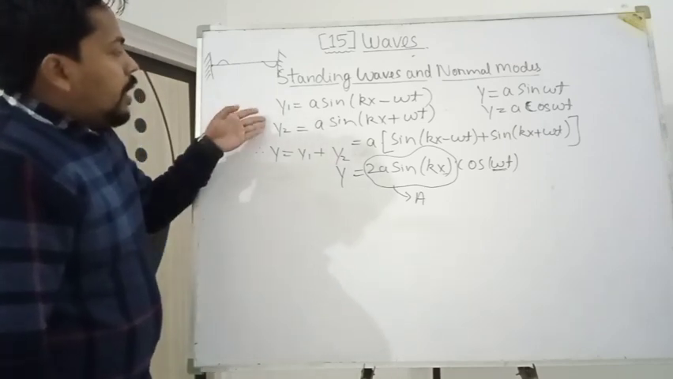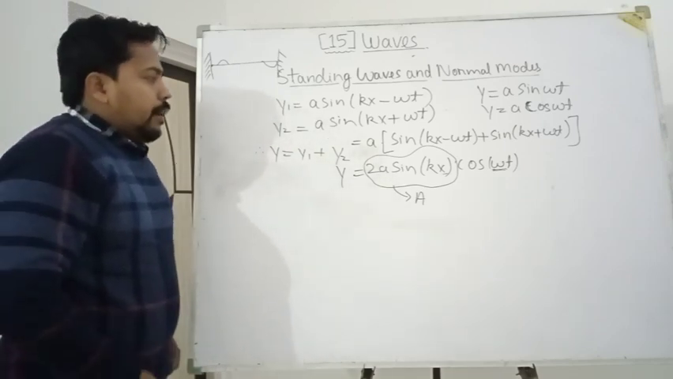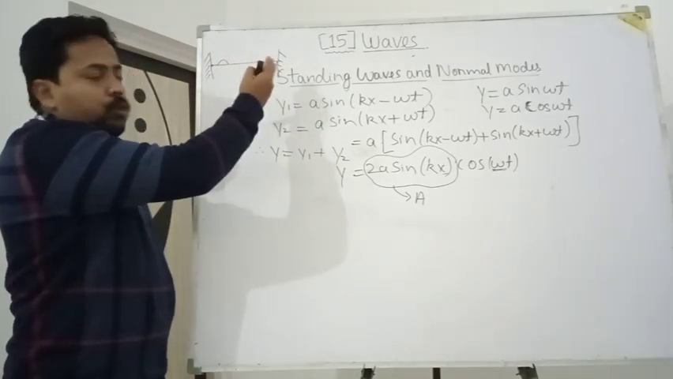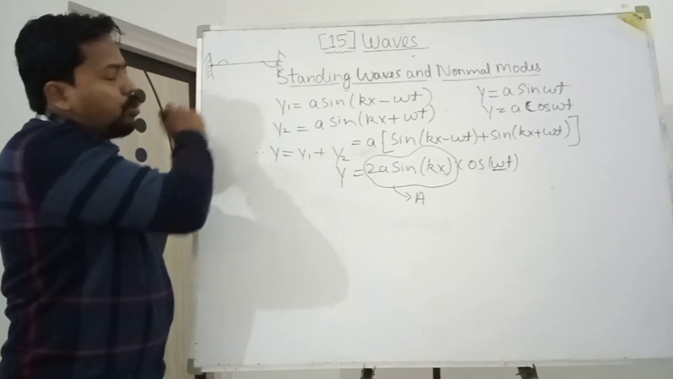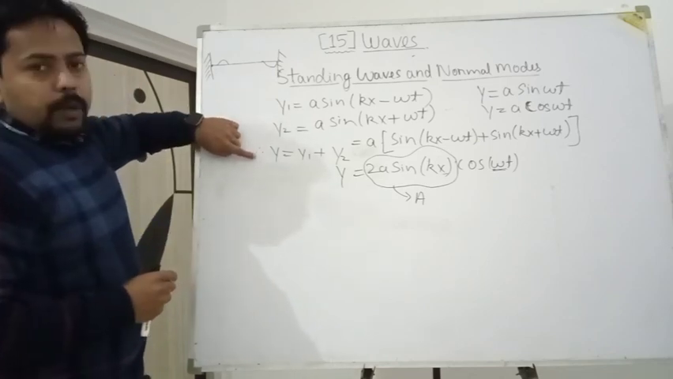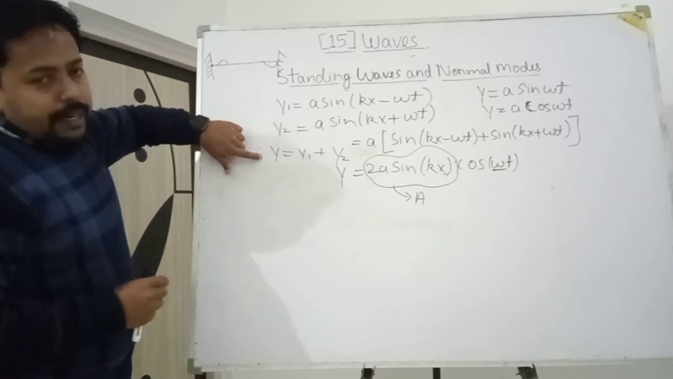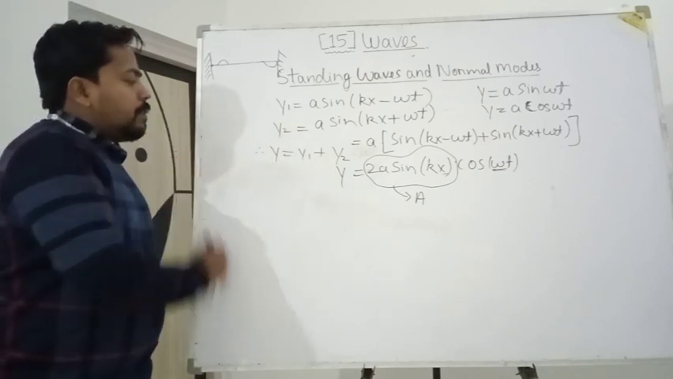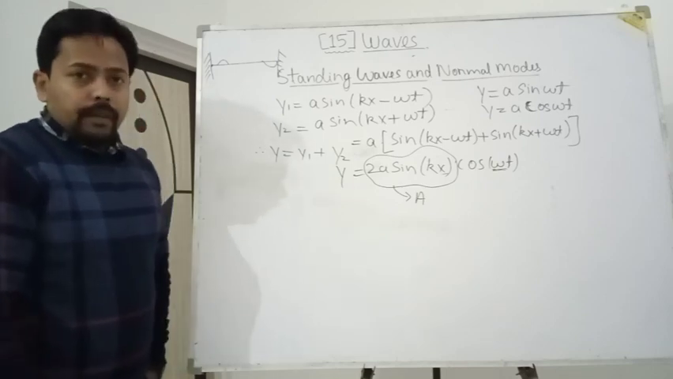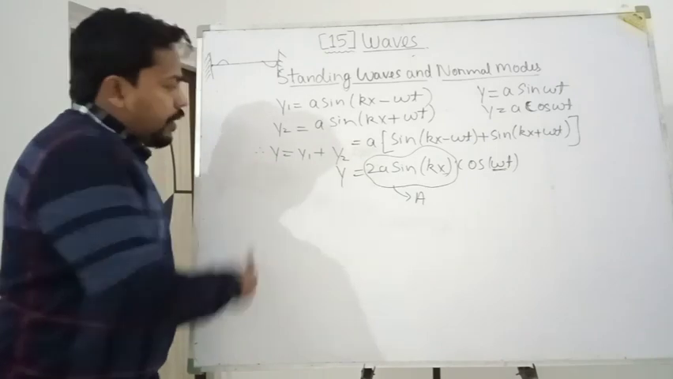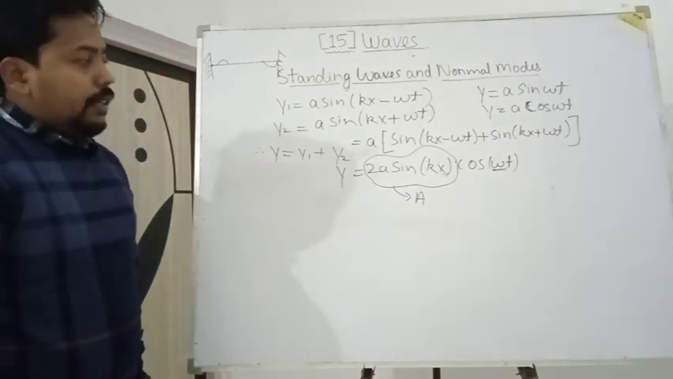So here you can see that two displacement equations are written. What will happen? They will superpose on one another. We have to apply the principle of superposition, and that is what I did here. We have studied the principle of superposition. So this is the displacement of the resultant wave which gets formed.